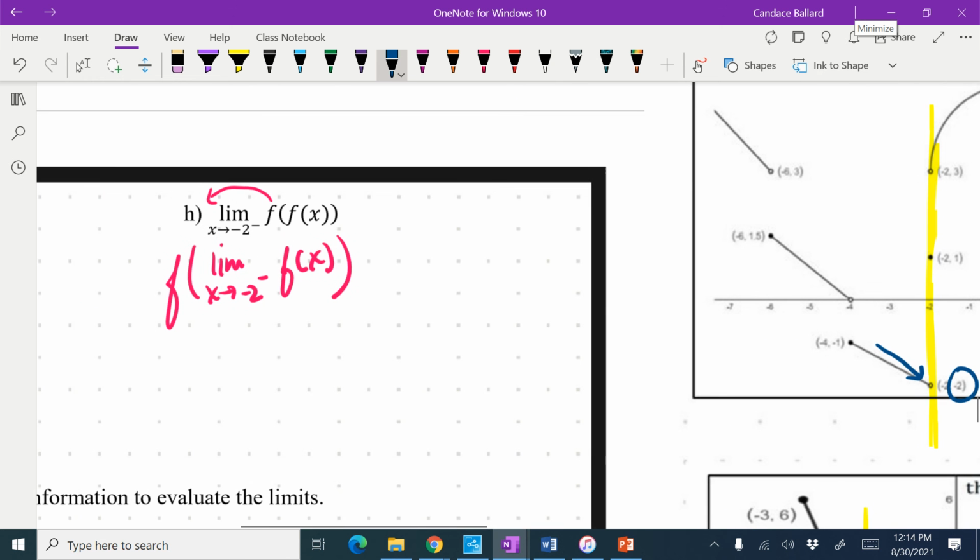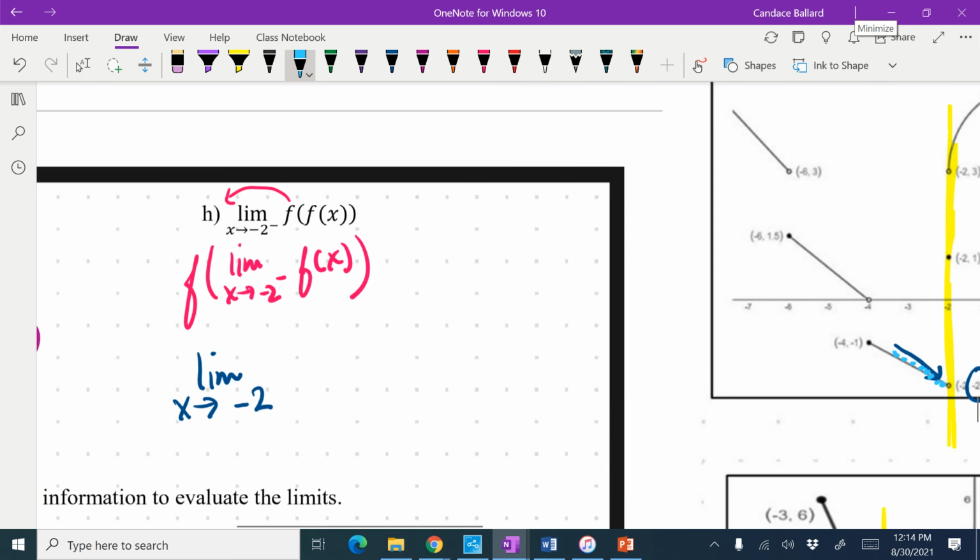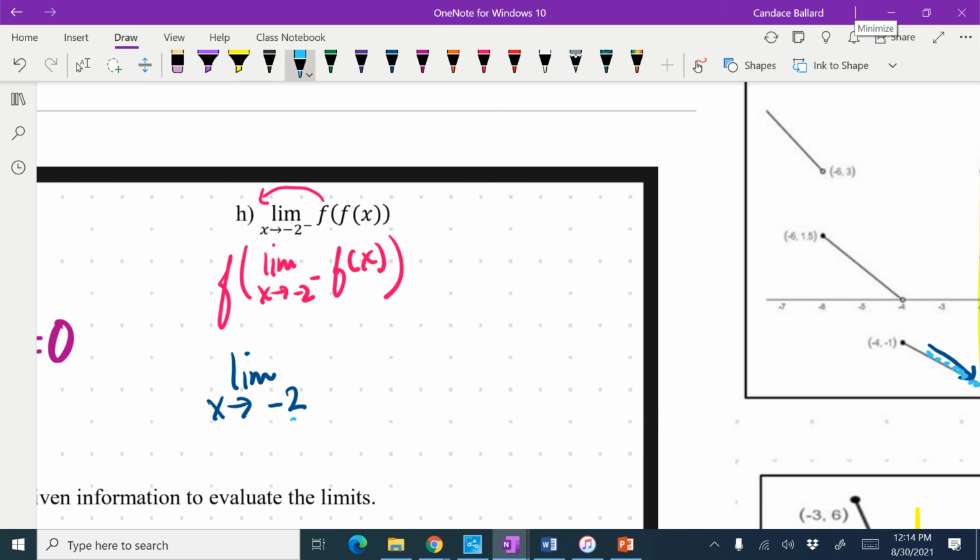Negative 2. So I know that I'm coming. Oh, we already know, don't we? Is it continuous at negative 2? No. So we know we have to do the limit, right? We know we're going to have to do this. Now, when I was coming at this, I was coming at it from the left side. Was I above it or below it? I was above it. So what sign do I put on this negative 2 here? Positive. Excellent. And then this is F of X.